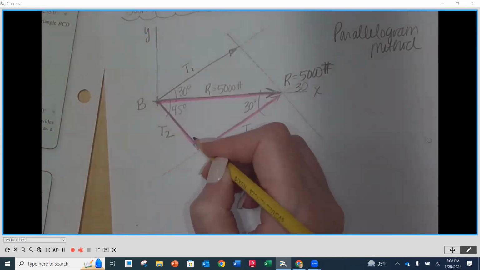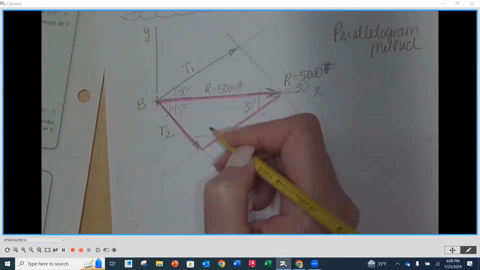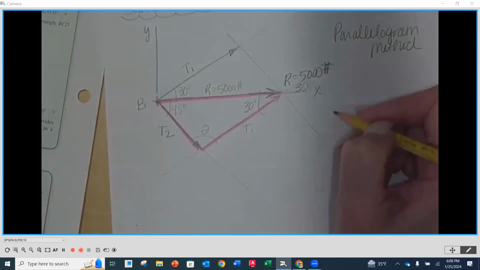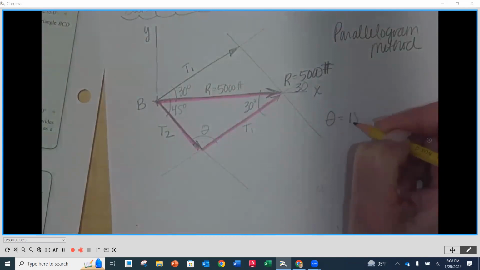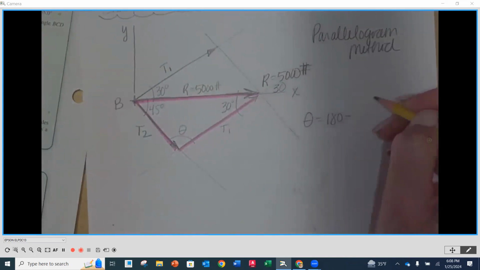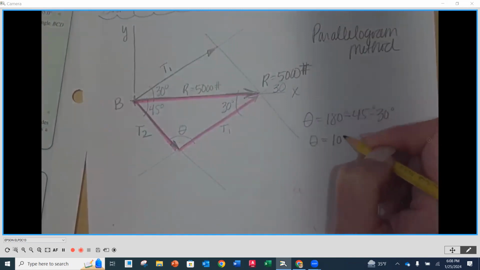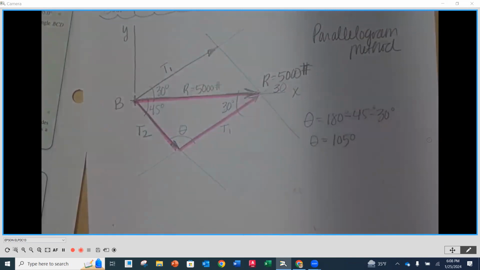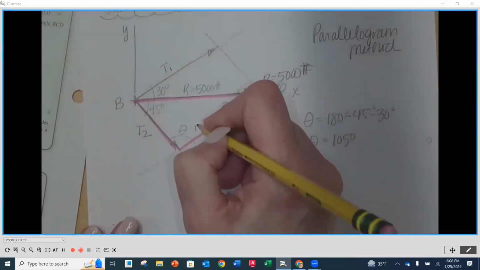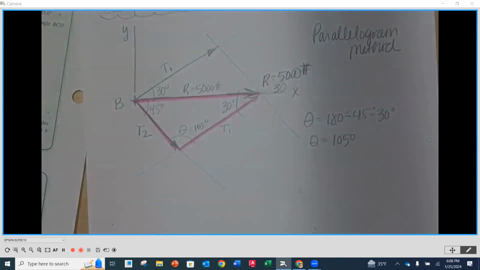So we could find this last angle, right? We'll call this one theta. Theta would equal 180 minus 45 minus 30 degrees, right? So our theta should come out to be 105 degrees. Yeah, you're correct. So we can put theta equal to 105 degrees.